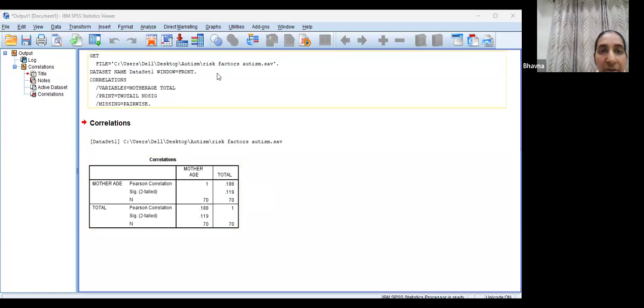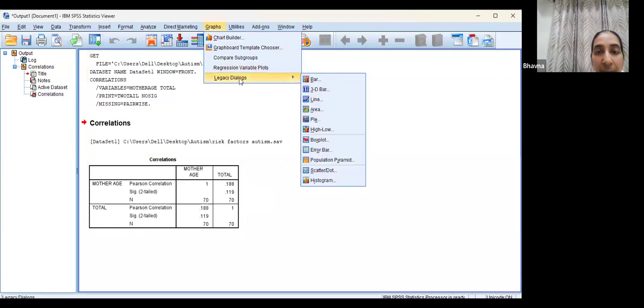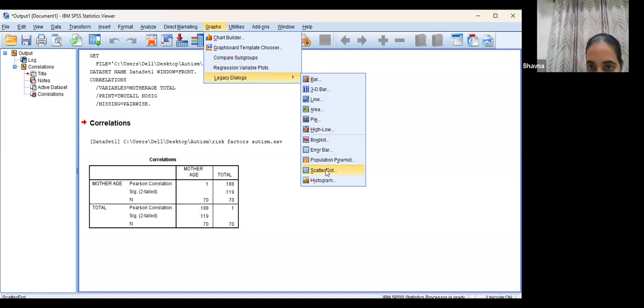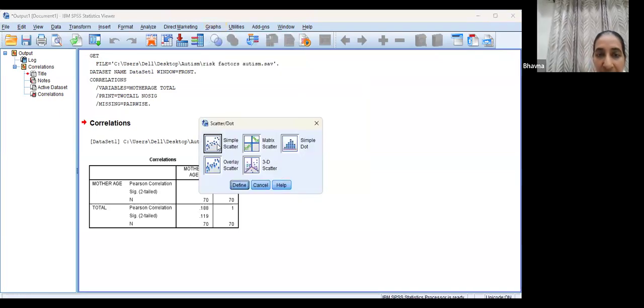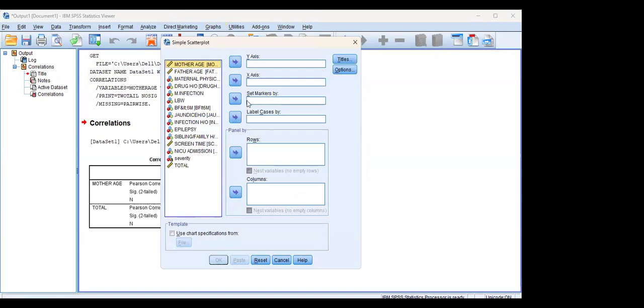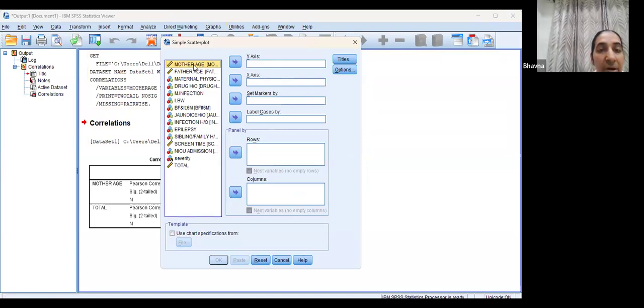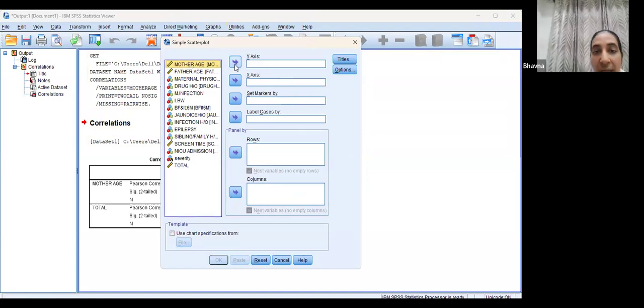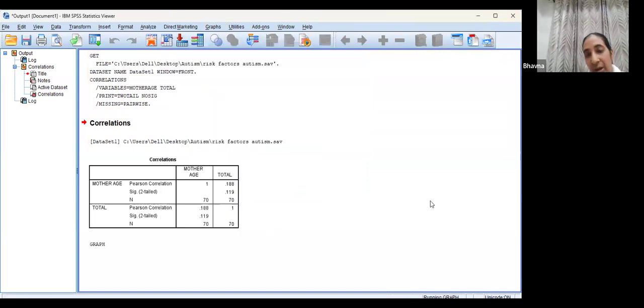Okay, now we will try to depict it with the help of a graph. We go to graphs, we go to legacy dialogues, and we go to scatter plot. We take simple scatter. Is it visible? Ma'am, I could see a drop down menu box, but there's no graph as of now. Yes, the graph is not there, but can you see me selecting the x-axis? Yes, ma'am. So we put the mother's age in the x-axis and the total score in the y-axis. Now we click on OK. We'll see what kind of graph we get.